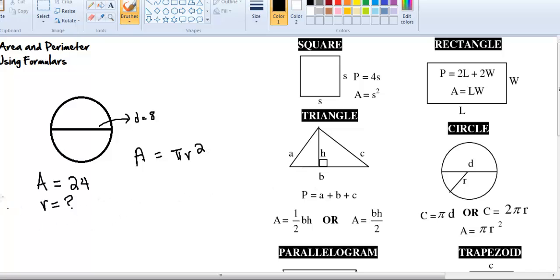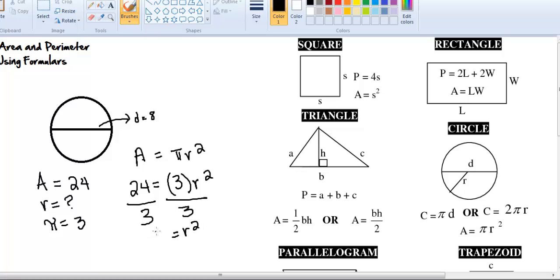We are going to use 3. Let's use 3 for pi. So 24 equals, we know pi, so we replace it with 3. We don't know radius. So we want to get radius, so we use a little bit of algebra and isolate the radius squared. Get it by itself. We know we want r, we have r squared, so we take the square root.